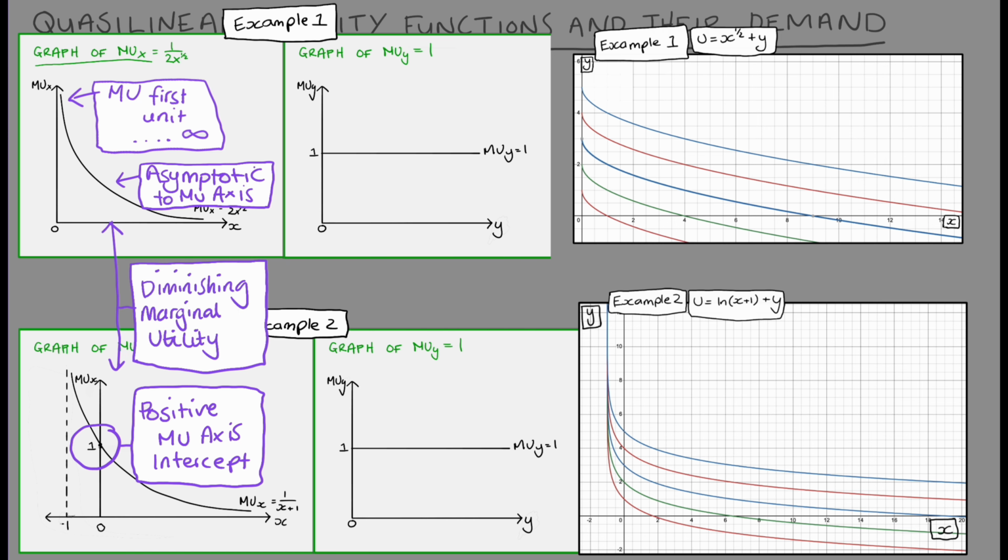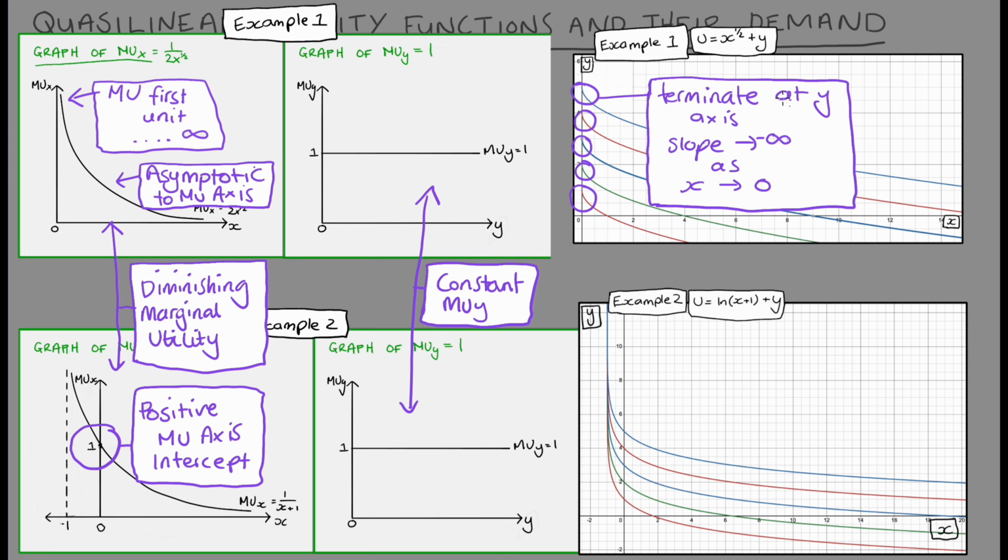The marginal utility for x in both cases was diminishing though, and the marginal utility for y in both cases was constant. We also saw that the indifference curves for example 1 terminated at the vertical axis, and we saw that they became infinitely steep as they approached their intercept. In example 2, in contrast, the indifference curves crossed past the y-axis.